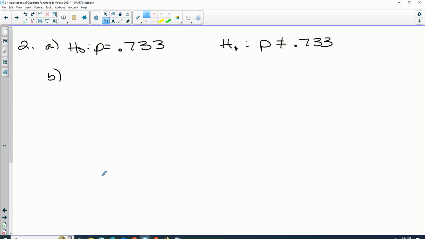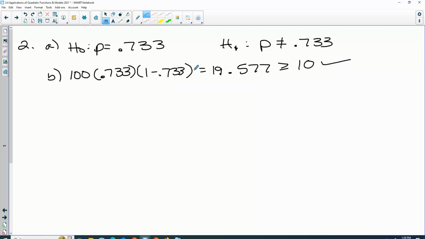So my criteria here, we're talking about P, so I'm doing my N. How many did I observe? 78 over 100. So my N was 100. My P is the 0.733, the P from the null hypothesis. Okay, if you do that, I got 19.577, so that's bigger than 10. Check. If you don't even tell me what it equals, I don't overly care. I need you to show me this is bigger than 10, so I know you know what your criteria are and you're checking it.